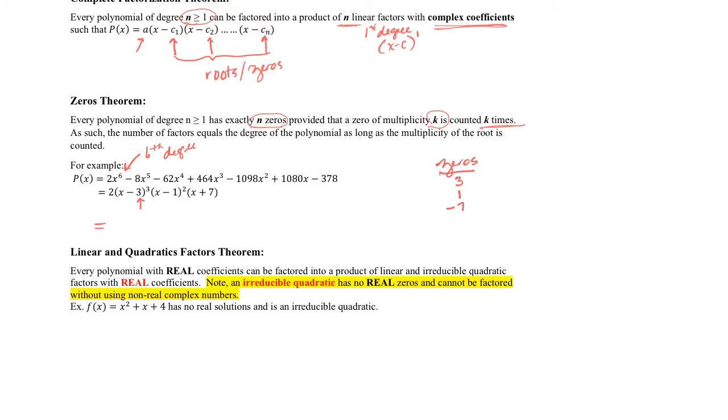Well, I could rewrite this as 2 times x minus 3 cubed is the same as x minus 3 times x minus 3 times x minus 3. X minus 1 squared would be x minus 1 times x minus 1 times x plus 7. So as long as I'm allowed to count each one of these individually, I have 1, 2, 3, 4, 5, 6 separate linear factors. Each one of these is degree 1. Okay. And so my degree is 6, and I have 6 different linear factors.